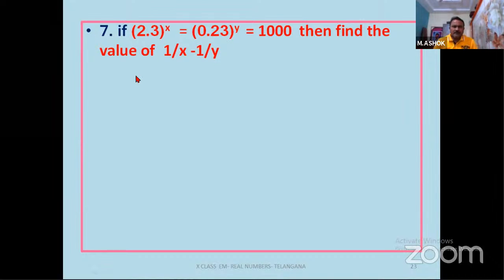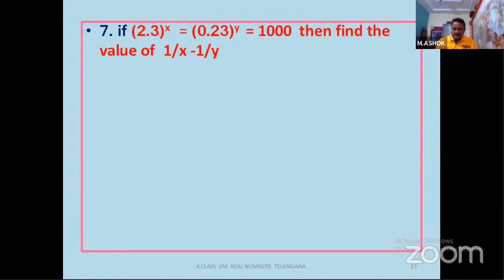So now look at this sum. He has given 2.3 to the power of x is equal to 0.23 to the power of y is equal to 1000. Then find the value of 1 by x minus 1 by y. Look at the question once again: 2.3 to the power of x is equal to 0.23 to the power of y is equal to 1000. Then find the value of 1 by x minus 1 by y. So how to solve this one?